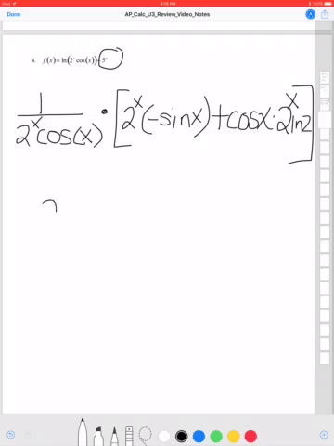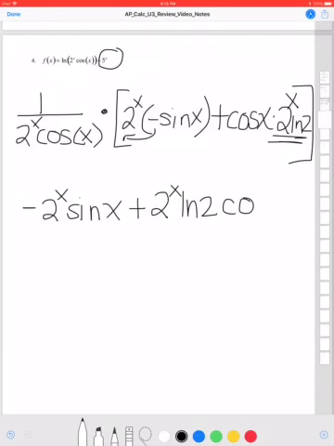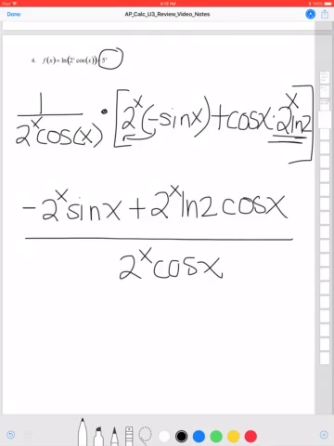Alright, well, let's clean her up. In the numerator, I've got a 2 to the x. I'm going to bring that negative sign out. Plus, I'm going to put the 2 to the x ln 2 cosine x in the front so it looks better, all over 2 to the x cosine x. Alright, looking good, looking good.